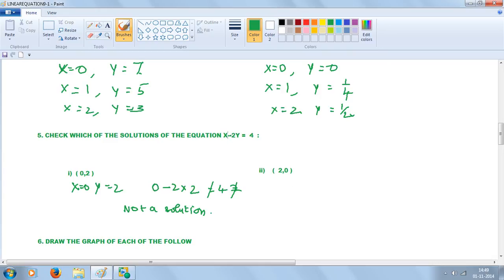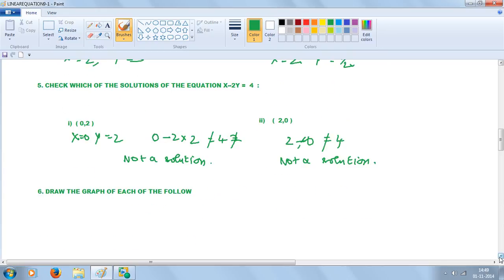What about the next case? x is 2, y is 0. If x is 2, then 2 minus 2y, that also is equal to 2 minus 0, which is not equal to 4. So it is not a solution. So we'll go to the next.